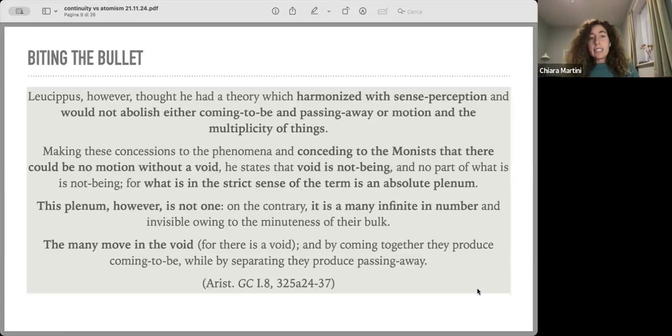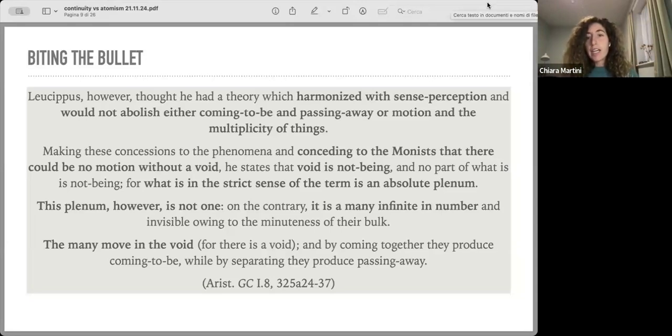Another thing that the atomists are ready to follow the Eleatists on is what is needed for the possibility of motion. This is worded in a weird way because it's a direct quotation from Aristotle, but it might be interesting to have a look at it. And Aristotle writes, talking about the atomists: Leucippus, however, thought that he had a theory which harmonized with sense perception and would not abolish either coming to be and passing away, or motion and the multiplicity of things. So here we see that, according to Aristotle, the atomists really were concerned with finding a solution that would save the possibility of everyday phenomena.